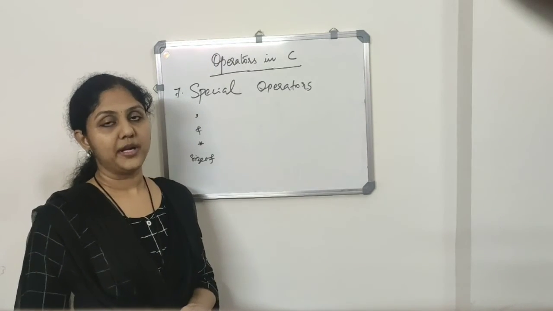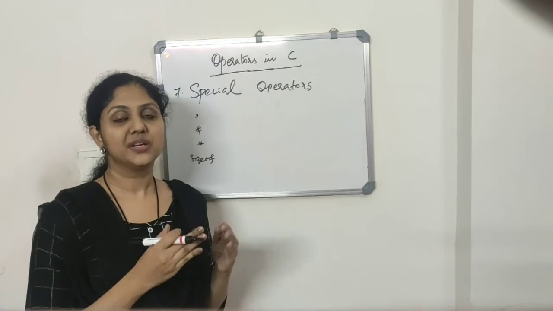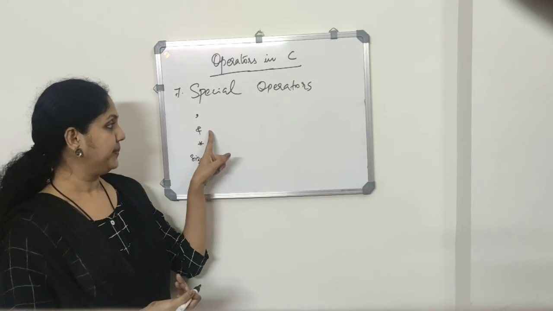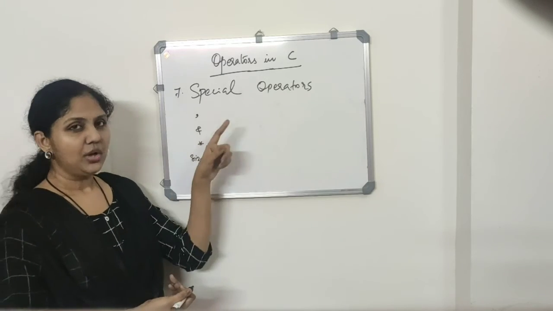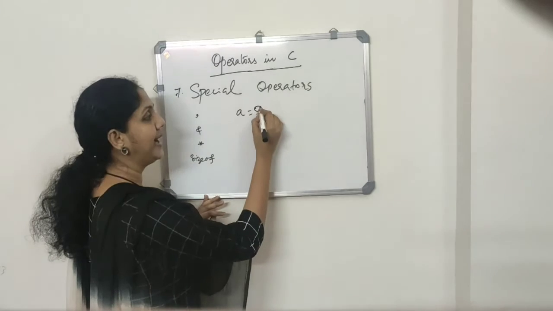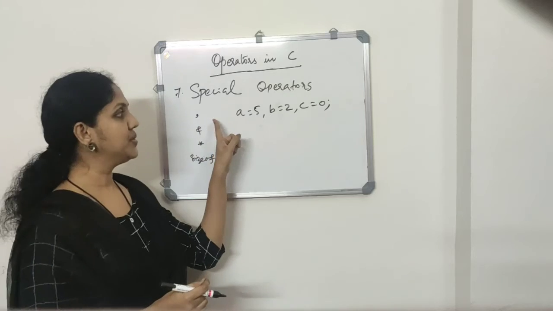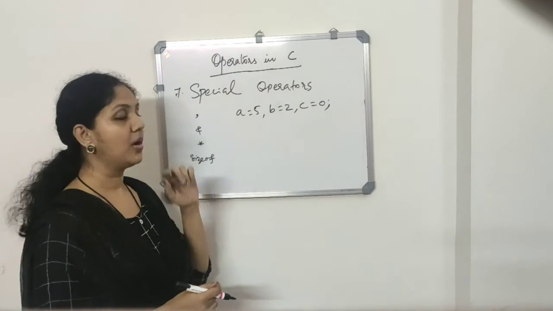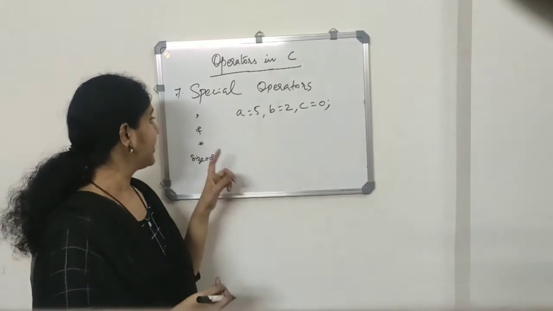Next is special operators. There are many special operators used in C which serve different purposes. Examples are comma operator, ampersand, asterisk, sizeof, etc. So we know comma is for separating something. A equal to 5, B equal to 2, C equal to 0. So this is used for separating these assignments. Likewise, this comma operator is very much useful in for loops and while loops.